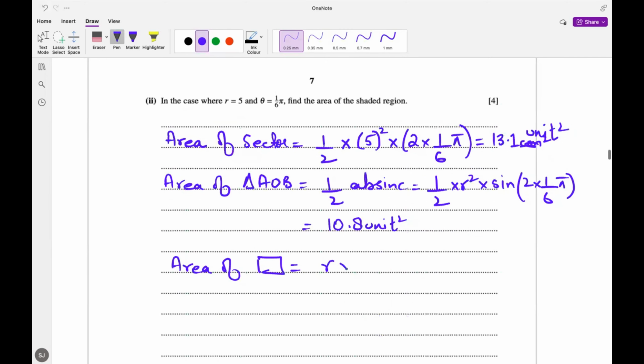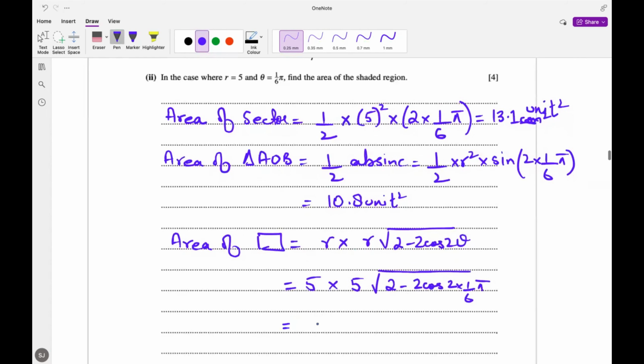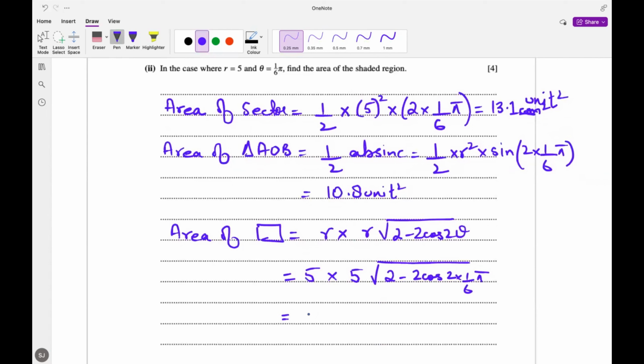So multiplying R by R times square root of 2 minus 2 cos 2 theta, we know that the value of R is 5 and the value of theta is 1 upon 6 pi. So this will be 2 minus 2 cos of 2 times 1 upon 6 pi. Substituting this value in the calculator, we'll get the area of the rectangle as 25 units squared.